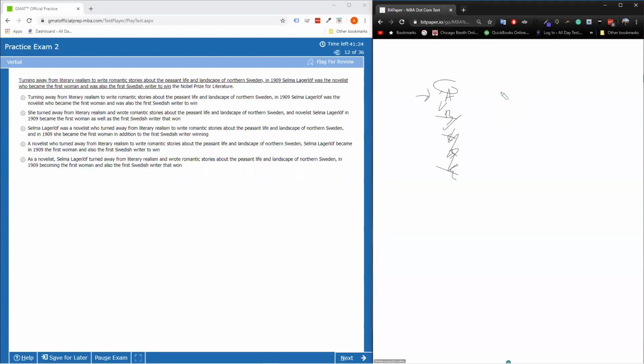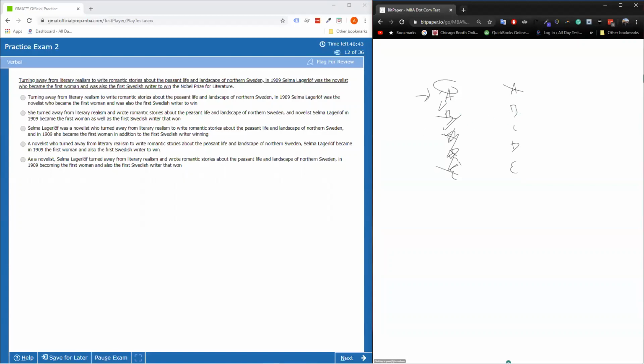Turning away from literary realism to write romantic stories about the peasant life and landscape of northern Sweden, in 1909, Selma Lagerlöf was a novelist who became the first woman and was also the first Swedish writer to win the Nobel Prize for Literature. So after this opening modifier, you had to say who is the person who turned away from literary realism. So you had to have Selma Lagerlöf here. She turned away from literary realism and wrote romantic stories about the peasant life and landscape of northern Sweden. And novelist Selma Lagerlöf in 1909 became the first woman, as well as the first Swedish writer that won.